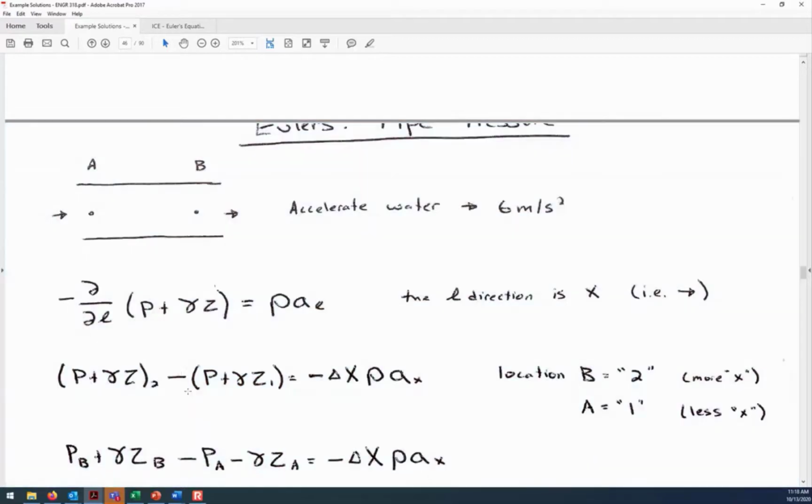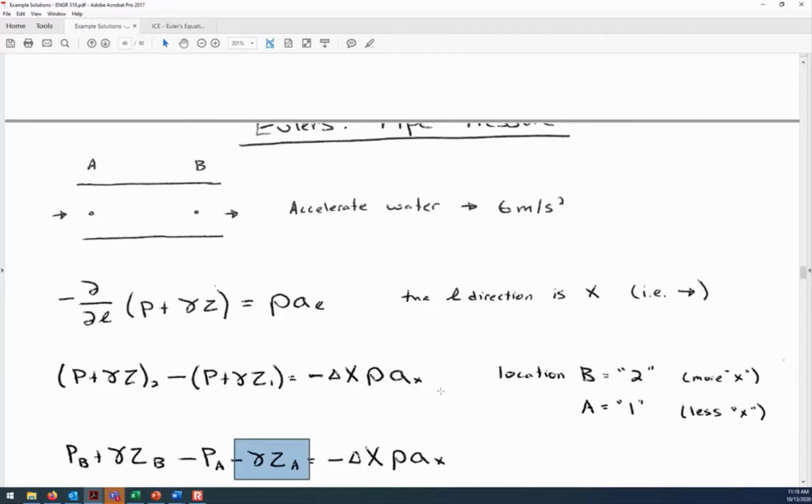And so I want to just point out that the minus sign here distributes through to both terms. And that's a mistake I sometimes see students making, is that they miss the minus sign distributing through. Now ultimately it may not matter in this case because it's a horizontal pipe, and both the gamma ZB and the gamma ZA are going to be canceled out, because ZA and ZB are the same, so there's no difference between them. But it pays to be consistent. It'll come up.